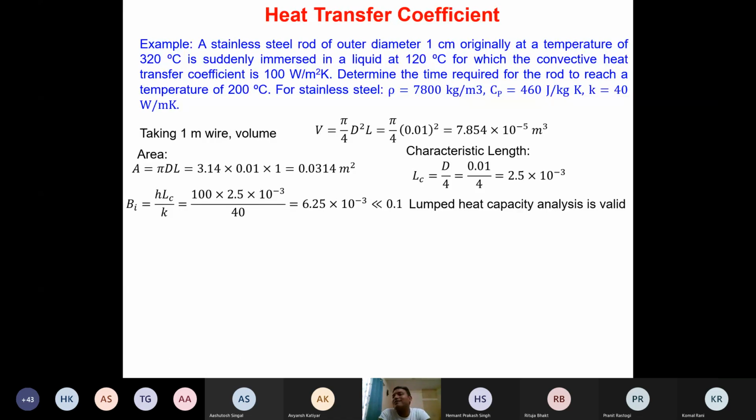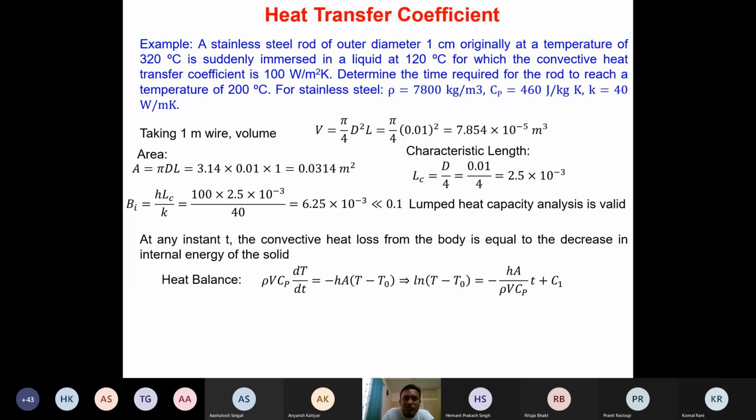Now, with these assumptions, making the balance becomes easy. What will be the balance? Whatever is the rate of heat transfer from the fluid to the metal should be the same as the change in the internal energy of the metal, isn't it? That is what the energy balance in this case is going to be. So at any instant t, the convective heat loss from the body is equal to the decrease in the internal energy of the solid. That's it. Correct?